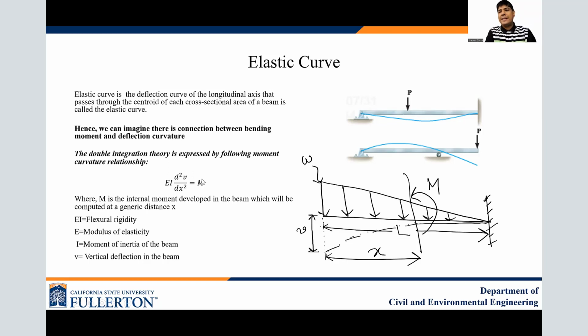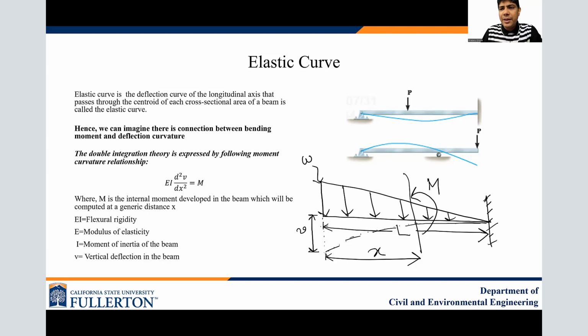We'll go through an example problem to find the slope and deflection at a particular point in the beam. Here is that example problem. As you see, we have a cantilever beam, one side fixed, the other side free. And we have a triangular loading, w per unit length, acting throughout the beam. Our aim will be to find the slope and deflection at the free end of the beam, which is this end. So we need to find this vertical deflection v as well as the slope in the beam.